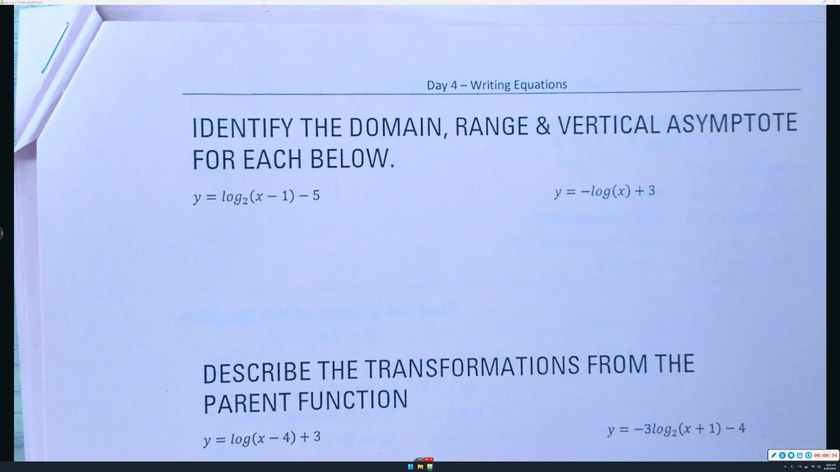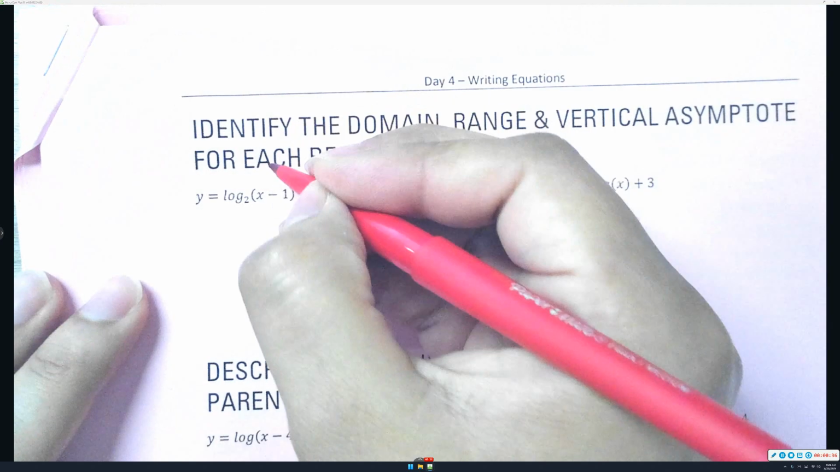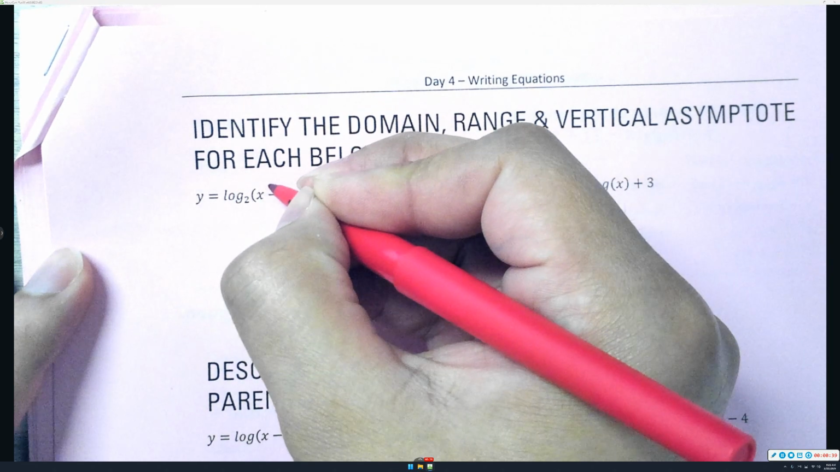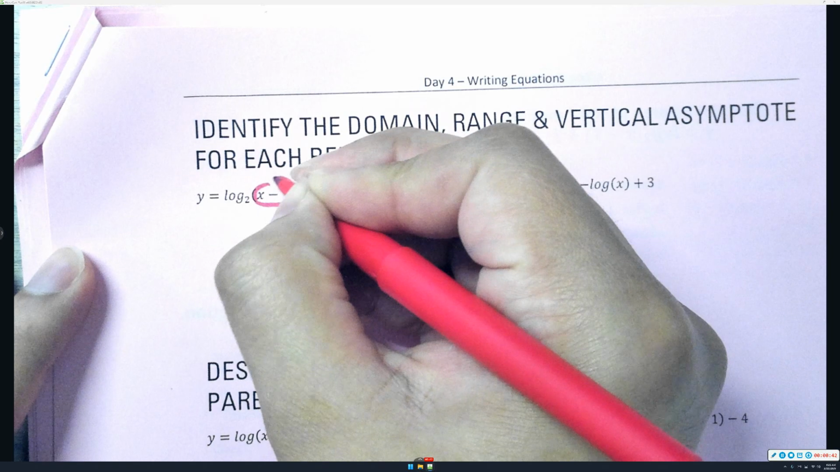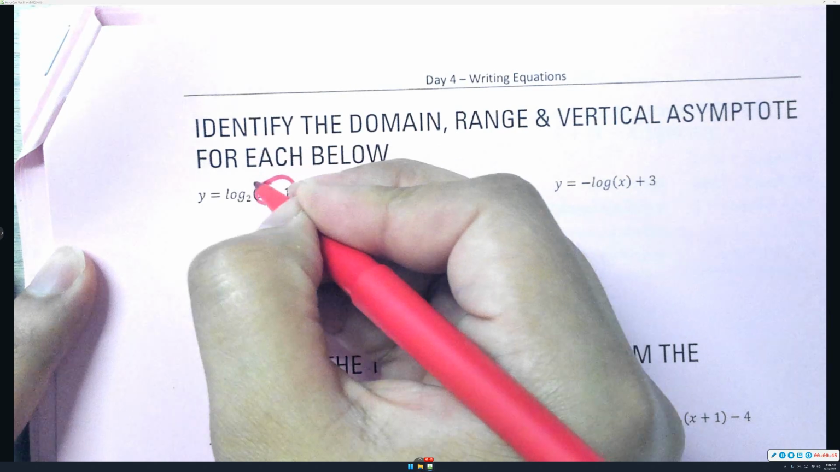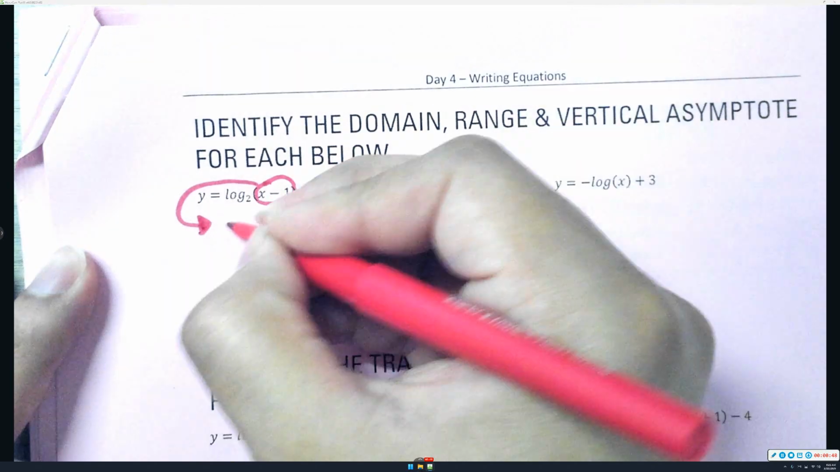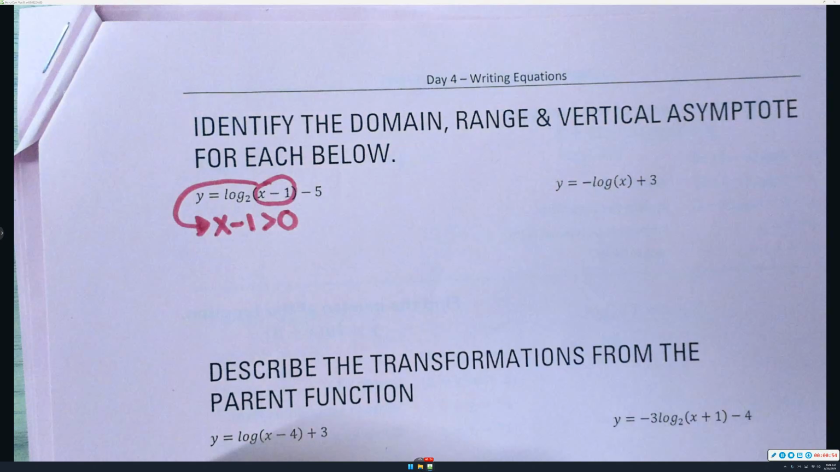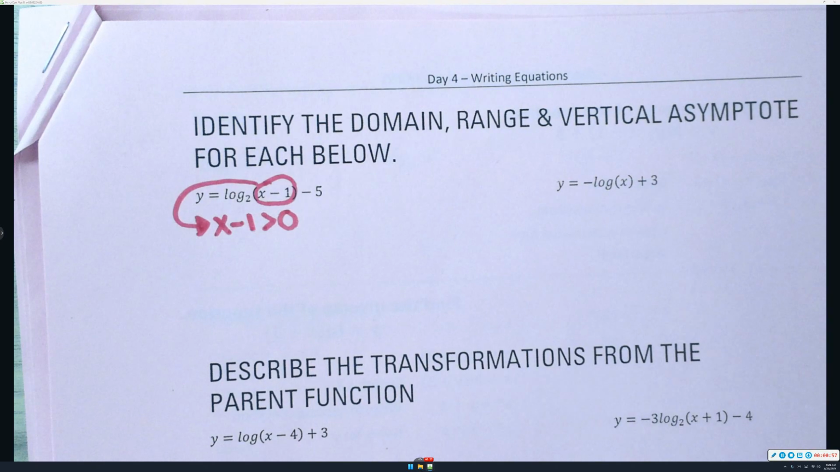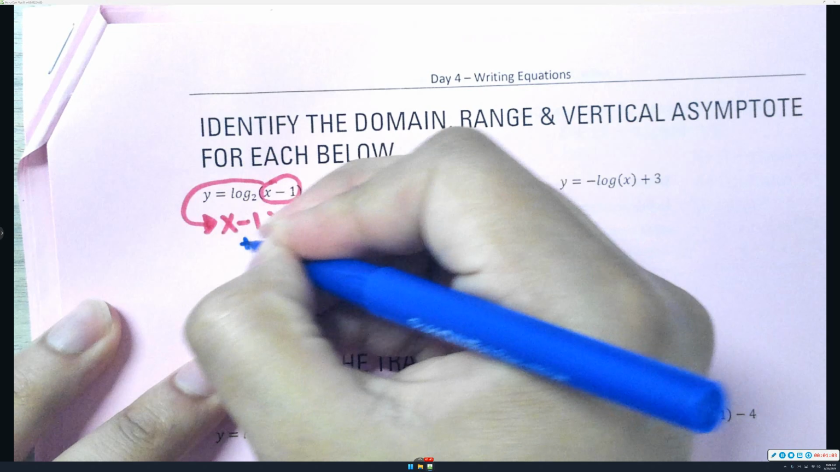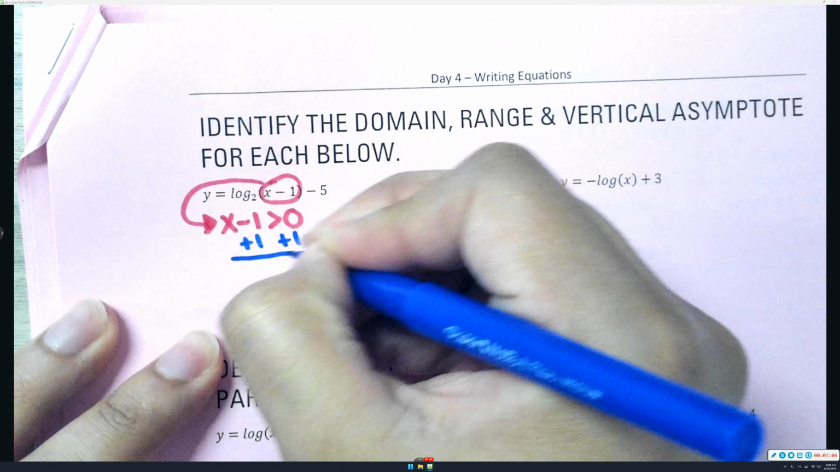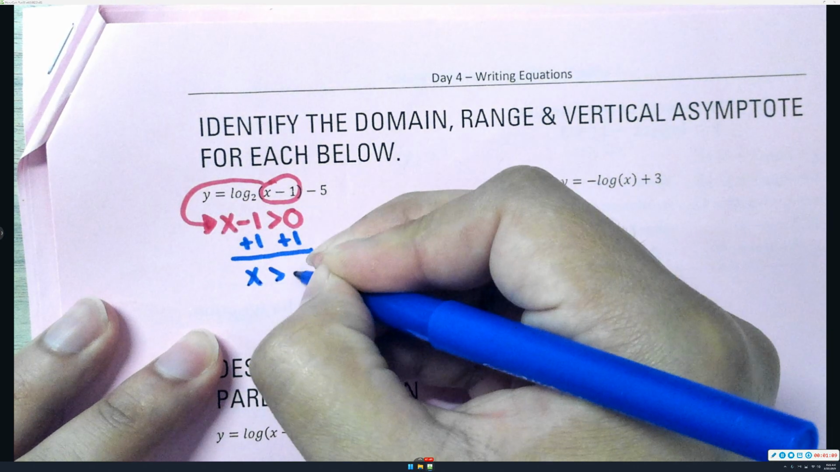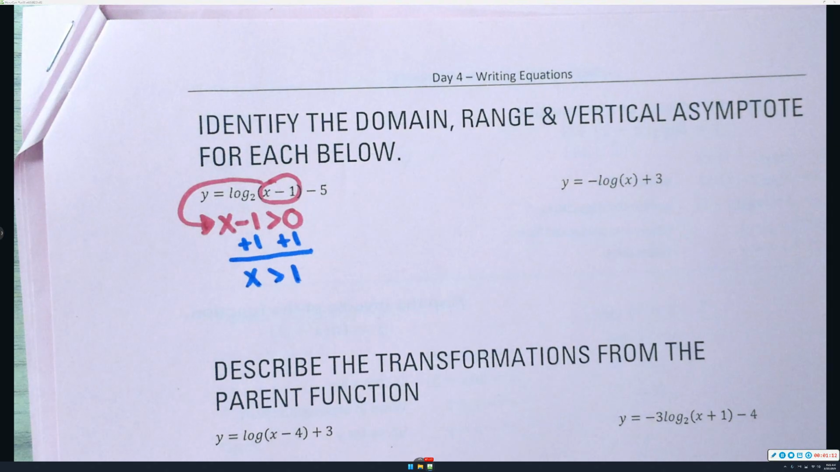Now, first, let's begin with the domain. How do I identify the domain? Well, I will always use the terms within the parentheses of the logarithm. In this scenario, I have x minus 1, and I set this to be greater than 0. My logarithm is always strictly positive, okay? So based on that information, I will add 1 on both sides. Plus 1, plus 1. This will now leave us with x is greater than positive 1. And this will represent the inequality notation of the domain.